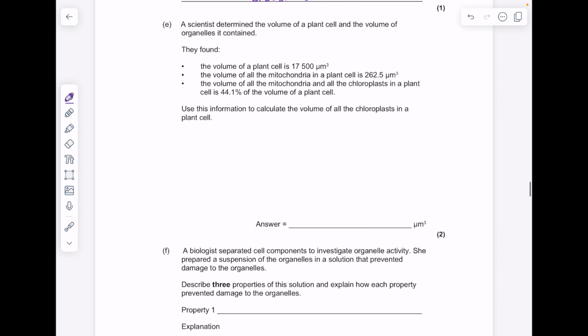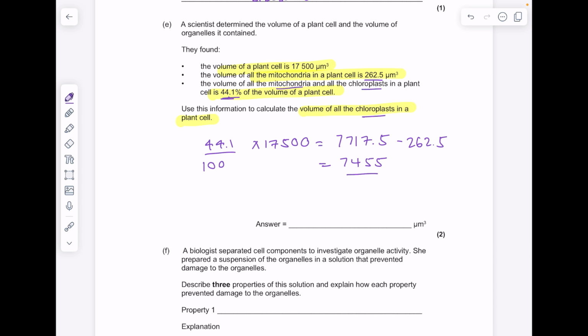A scientist determined the volume of a plant cell and the volume of organelles it contained. They found the volume of a plant cell is this. The volume of all the mitochondria in the plant cell is this. The volume of all the mitochondria and all the chloroplasts in a plant cell is 44.1% of the volume of the plant cell. Use this information to calculate the volume of all the chloroplasts in a plant cell. So first of all, we need to find out what 44.1% of the total volume of a plant cell is. And then we know what the volume of the mitochondria is, so we need to take that away. And that means that is the volume of chloroplast, because we were told that together the volume of the mitochondria plus the chloroplast was 44.1%.